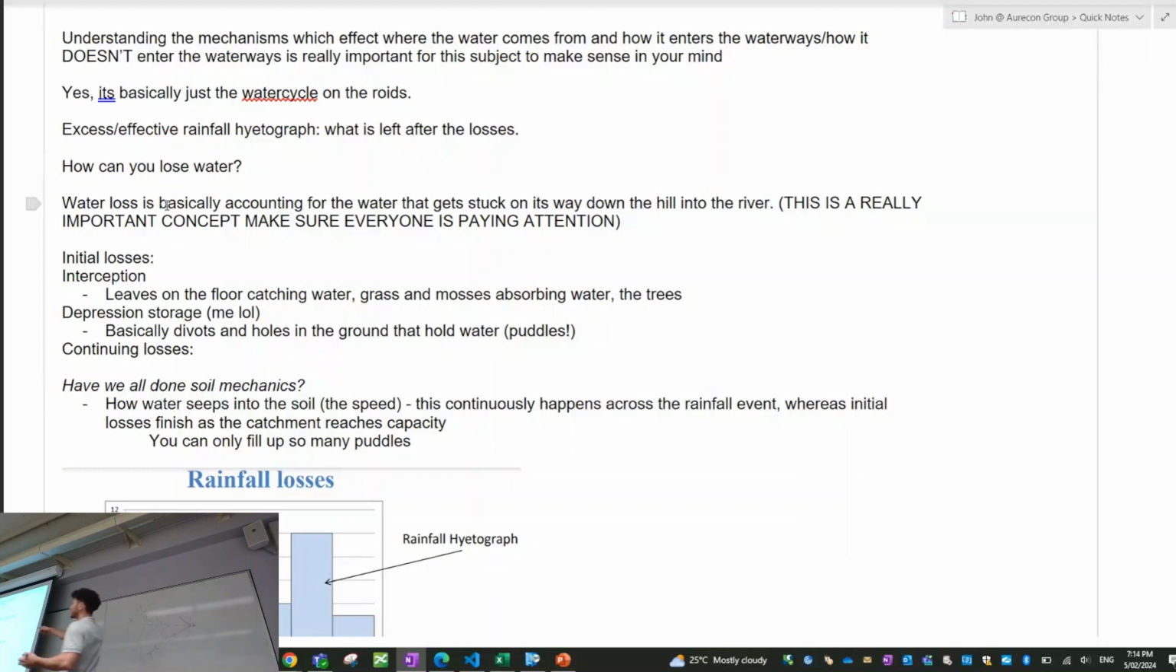Now the continuing losses, if we go back to soils, is how much water the soil is going to absorb. And the reason why this is a continuing loss is because it takes a really long time for water to seep into the soil, as we already know, right? So really in a question, initial losses are going to be much higher than continuing losses. So for example, initial loss, in the first hour, you're going to subtract 10 millimeters from the rainfall measurement. Continuing loss is probably going to be more like 3 millimeters per hour after that.